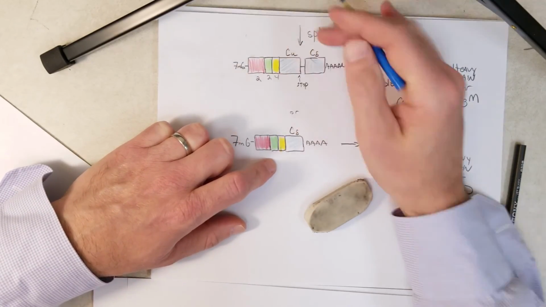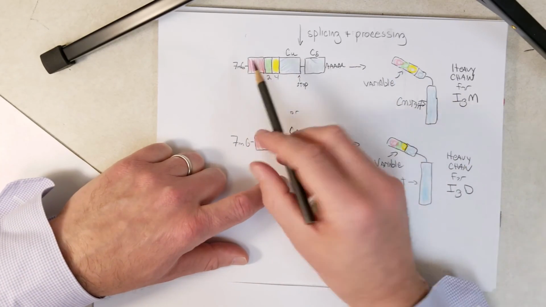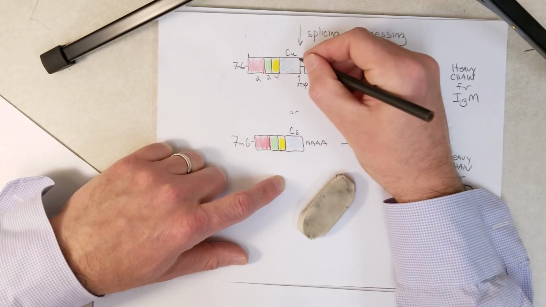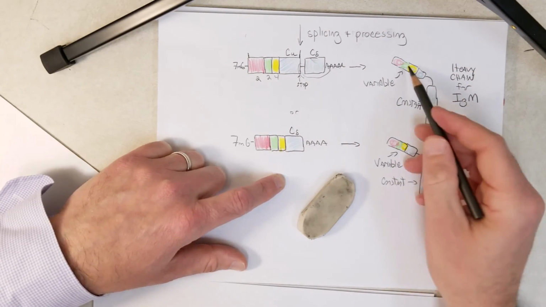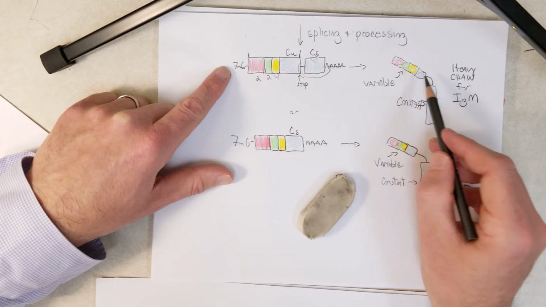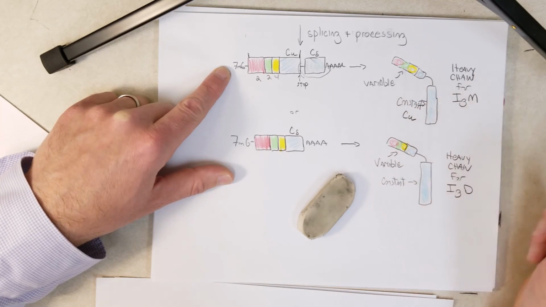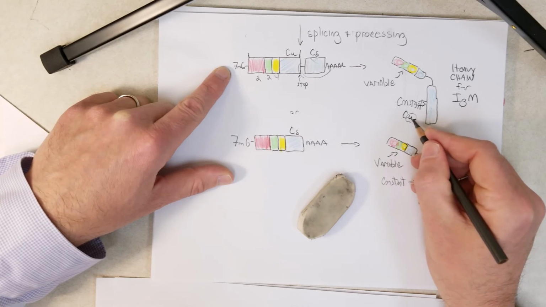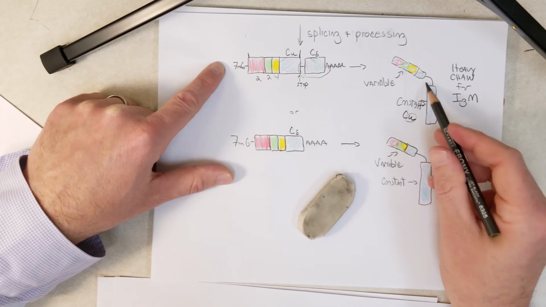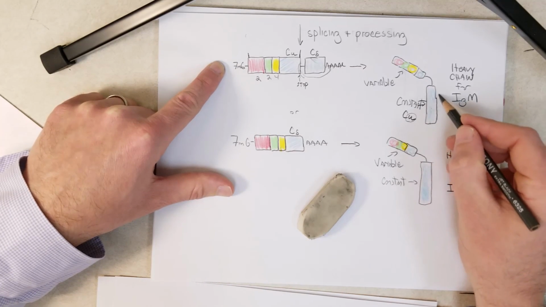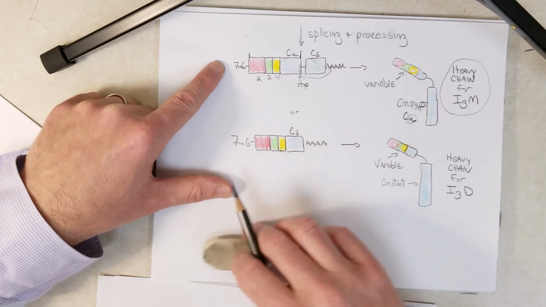When this is translated, we're going to get a heavy chain that looks like this. Translation will go from, say, here to here, and then this is just not used. This is going to give us the variable region here with this constant region. This is the C mu. This is a Greek letter. It looks like a U, but I'm trying to diagram the Greek letter mu. The C mu constant region is the heavy chain for the IgM isotype of antibody.